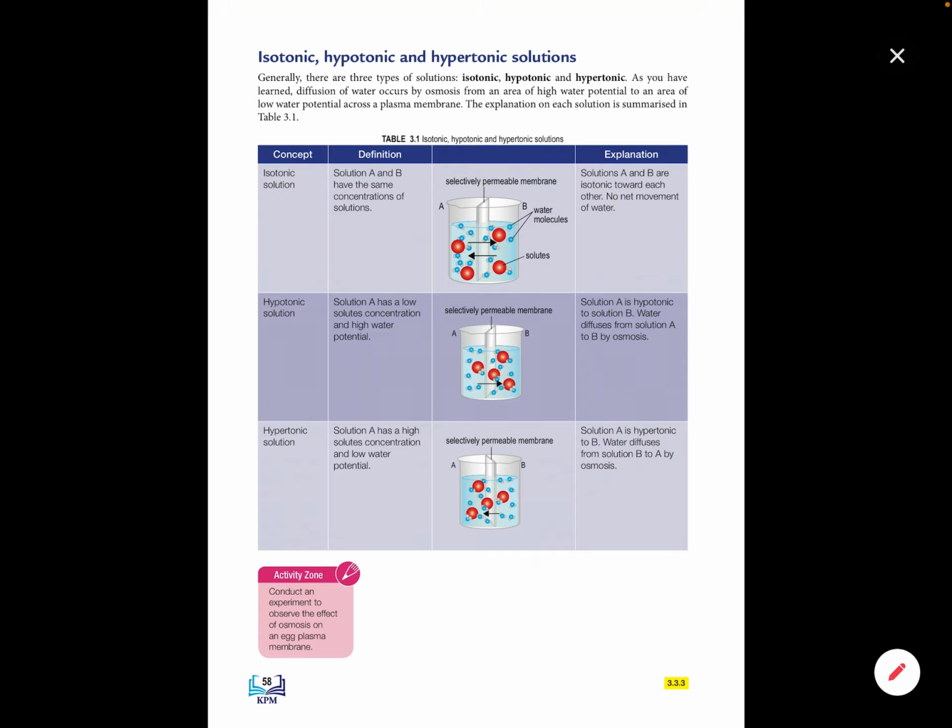So when A is hypotonic to B, water will go from low to high, right? So water will leave A and go to B. For hypertonic, A is more concentrated than B. So that means that A is hypertonic to B, and water will move from B to A. And it moves through osmosis. Remember this is very important.